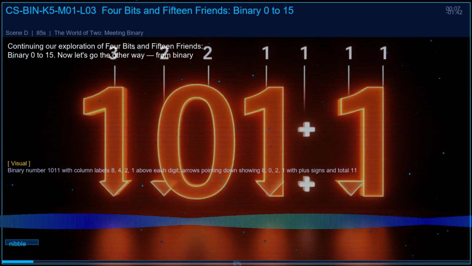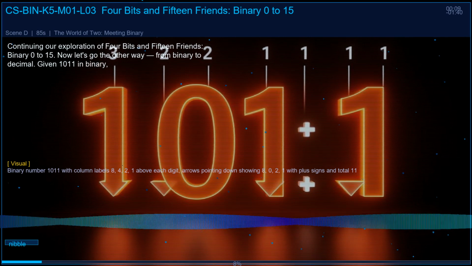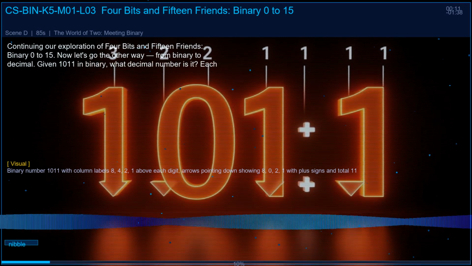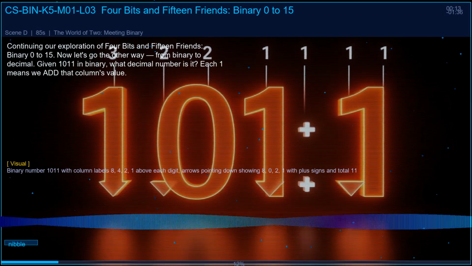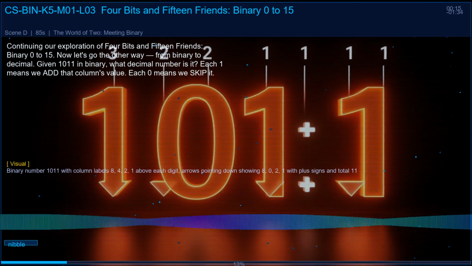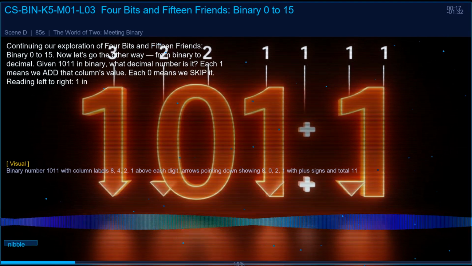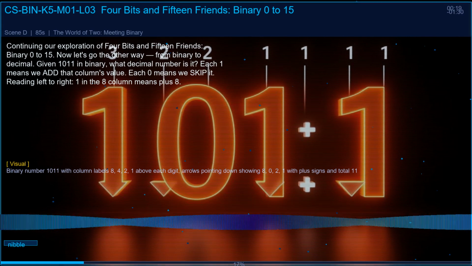Now let's go the other way from binary to decimal. Given 1011 in binary, what decimal number is it? Each 1 means we add that column's value. Each 0 means we skip it.